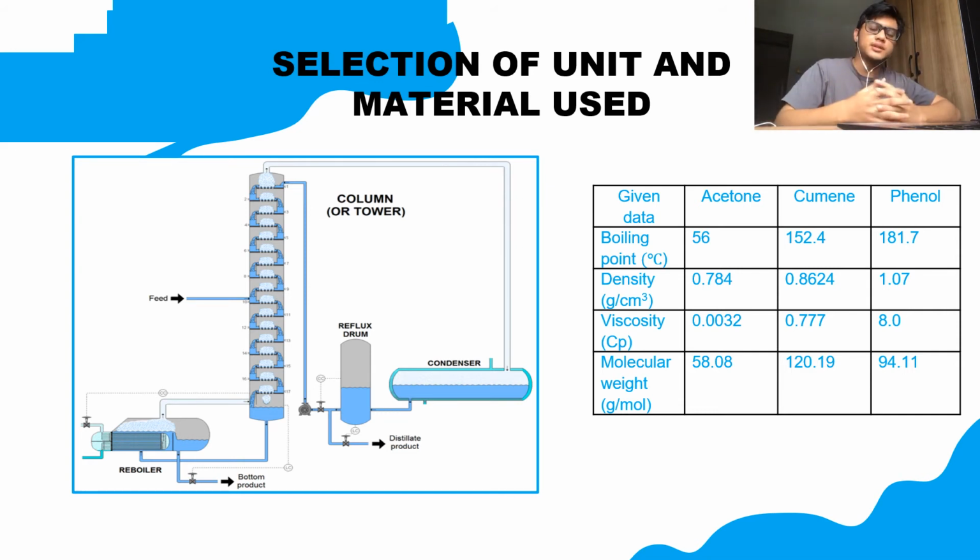The selected material to construct this distillation unit column is, after having a discussion and analysis, we have selected stainless steel type 316L to construct the distillation unit, as it has a lot of benefits in terms of chemical properties, mechanical, thermal and electrical properties.